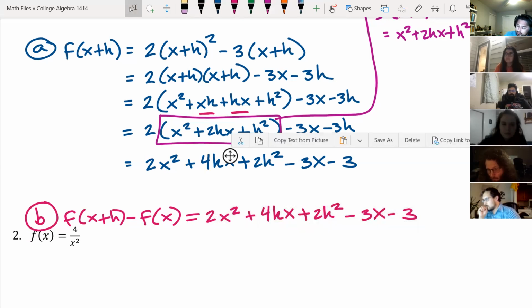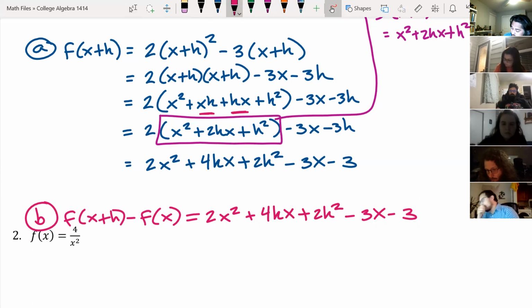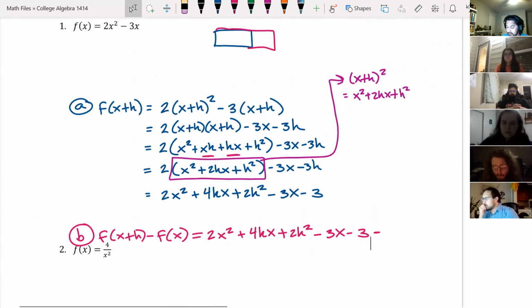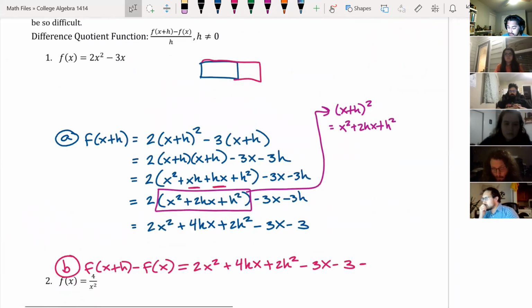Okay, so we are rewriting what we finished off with in step A. And now what we're going to do is subtract the original function. We're going to subtract the original function that was given above. Oh man, I messed everything up.